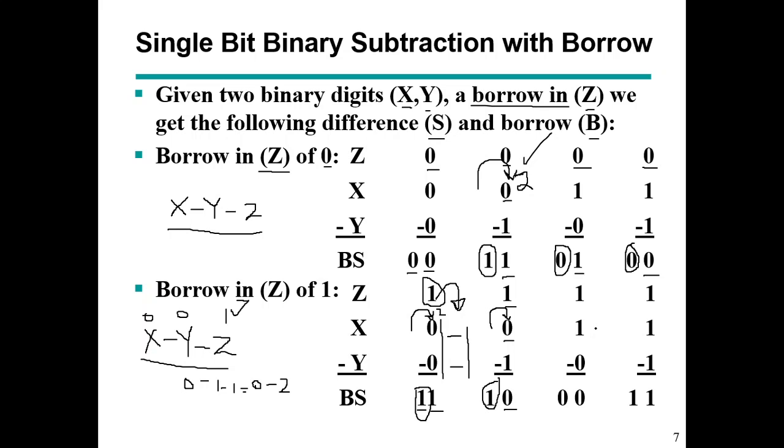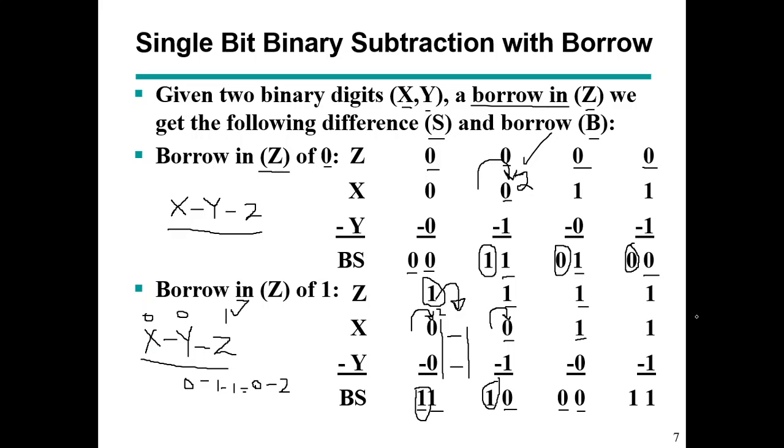Now let us look at this particular condition here. It is x is 1, y is 0, but there is a previous borrow, ठीक है, तो we have to do like 1 minus 0 minus 1, so this is good enough, we can do the subtraction without having to borrow, ठीक है, so that's why borrow bit is 0 and the difference is also 0.